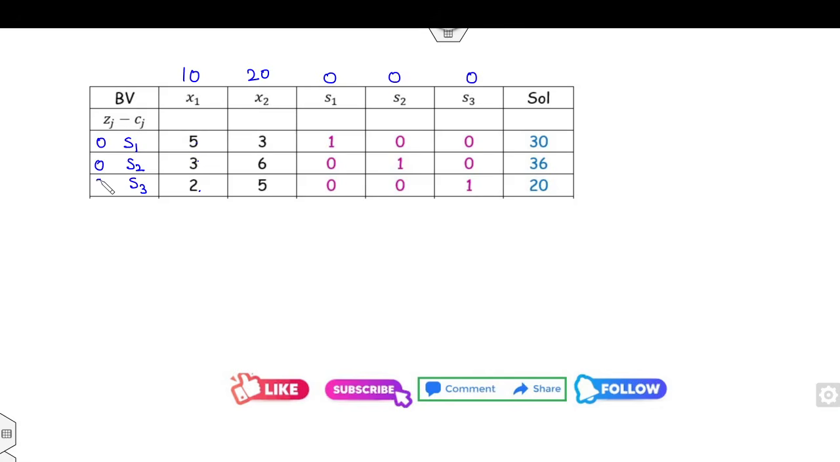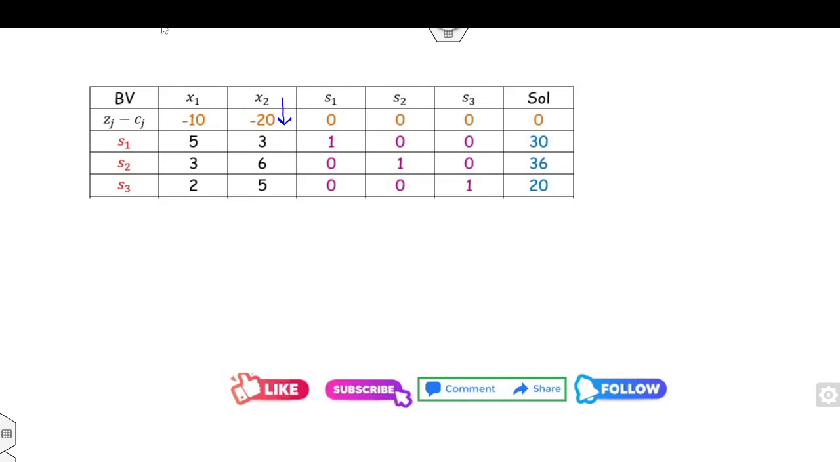So can you find the first column? 0 into 5, 0 into 3, 0 into 2, minus 10. 0 into 3 minus 0 into 6 minus 0 into 5 and so on. Fine. Now look at all those values in the Zj minus Cj which are less than 0 and pick the largest value in magnitude. Minus 20 is the largest value.